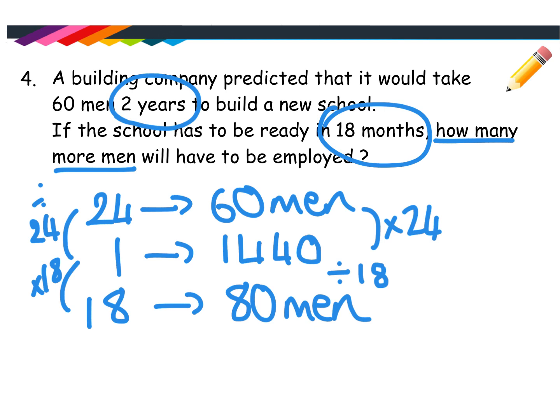But the question said how many more men will we need to employ. So for this question, the answer is we started with 60, we need 80, so we need to get 20 men. So we need 20 men. I should have said 20 more men, shouldn't I? So we need 20 men extra.